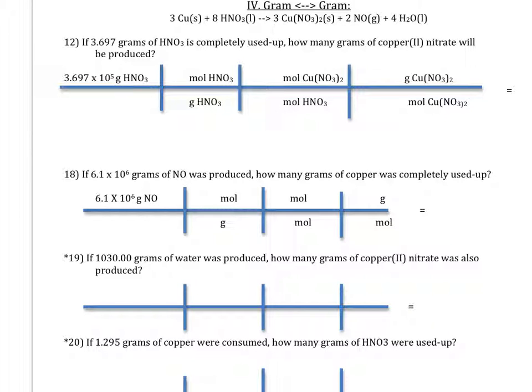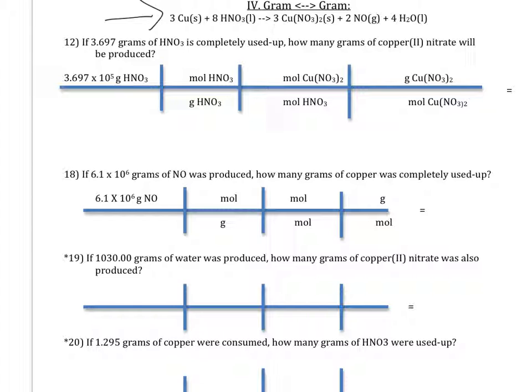Now let's look at an example like number 18. This is based off of the equation at the top here. 3 moles of copper react with 8 moles of nitric acid to make 3 moles of copper nitrate and 2 moles of nitrogen monoxide and 4 moles of water. Actually, let's look at number 19.